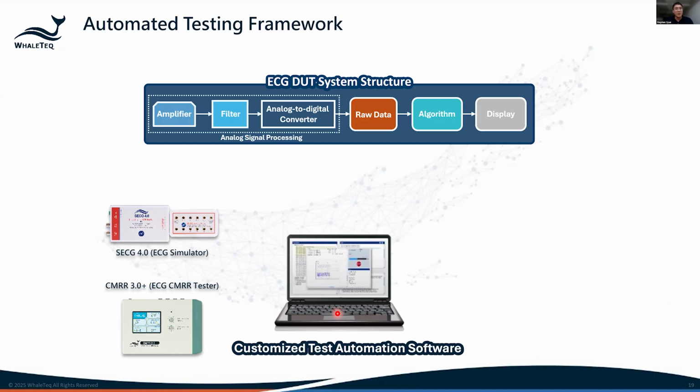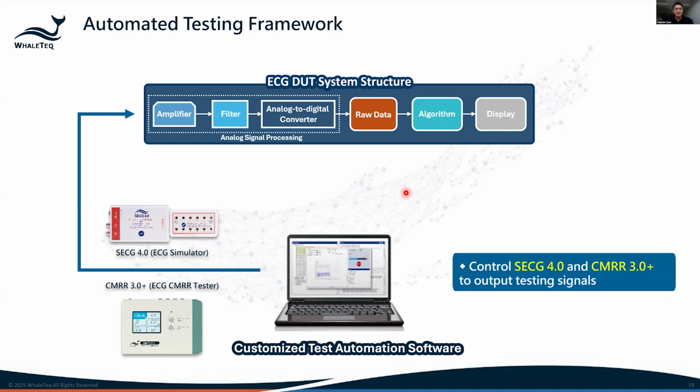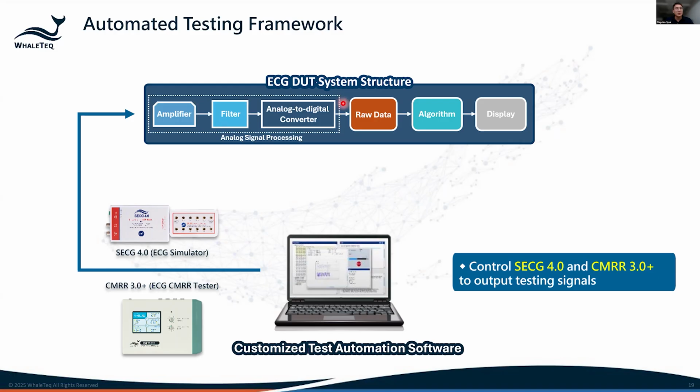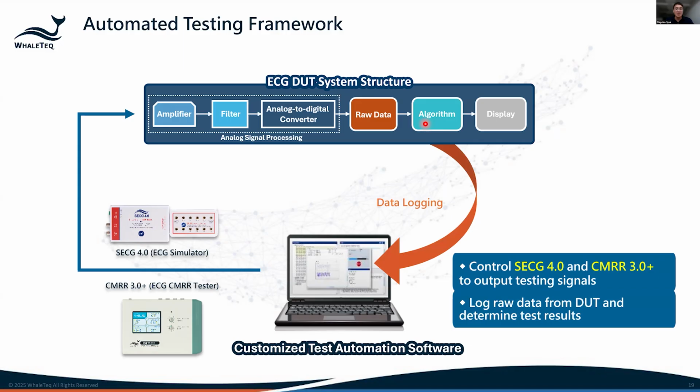The framework can be easily understood: the centralized computer uses the WhaleTeq API to control the SECG model and CMR to run all kinds of sequence tests and let the signal go through their front end, generate raw data, and then the algorithm comes out with the measurement, also displayed. Then their centralized computer uses their own API to log those data back. Finally, the computer judges pass-fail as configured, and this completes the auto test flow.